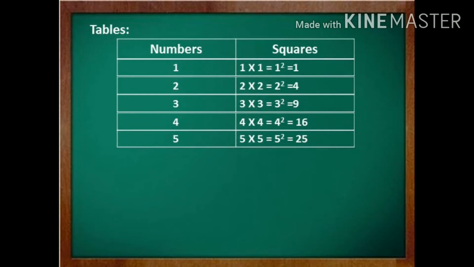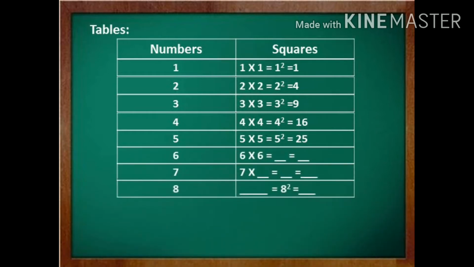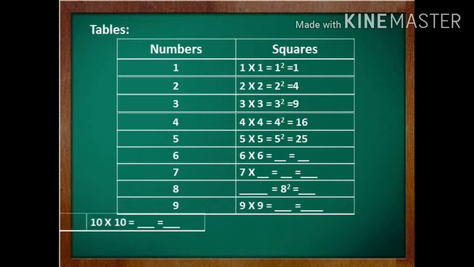Consider this table. Here, squares of numbers are given. Square of 1 is 1, square of 2 is 4, square of 3 is 9, square of 4 is 16, and square of 5 is 25. Let's fill in the remaining blanks in the table.